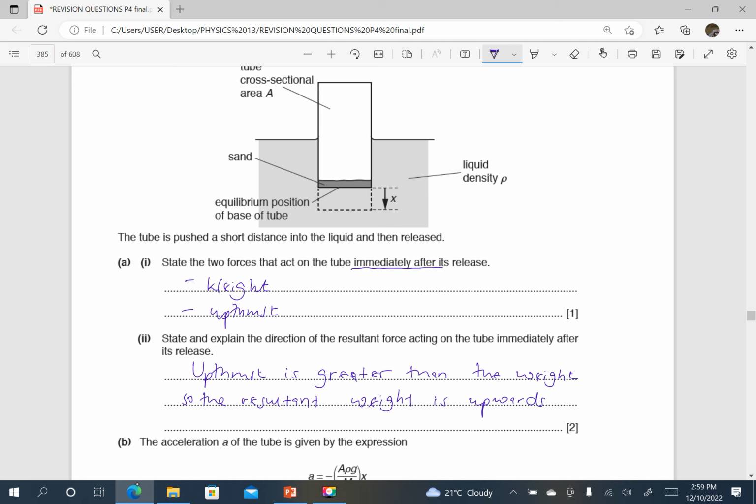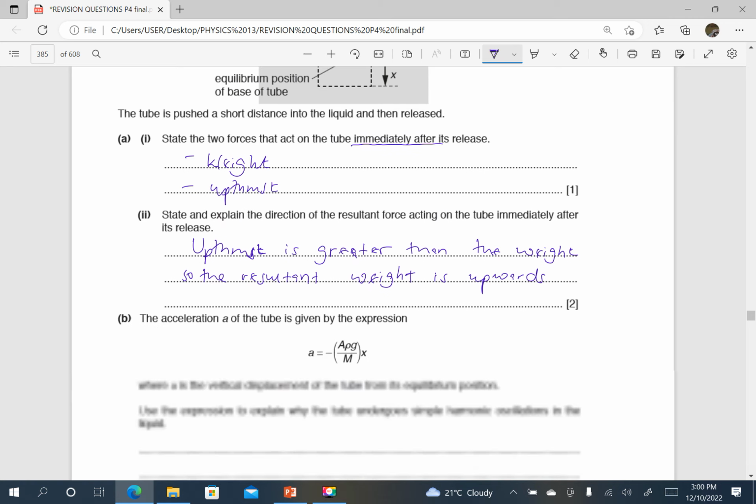So, of course, weight does not change for this mass, for this body. But when you push it deeper, upthrust increases because upthrust depends on depth. So if it is pushed beyond the equilibrium position, the upthrust is greater than the weight. So immediately when it is released, the resultant force is upwards, so it moves upwards.